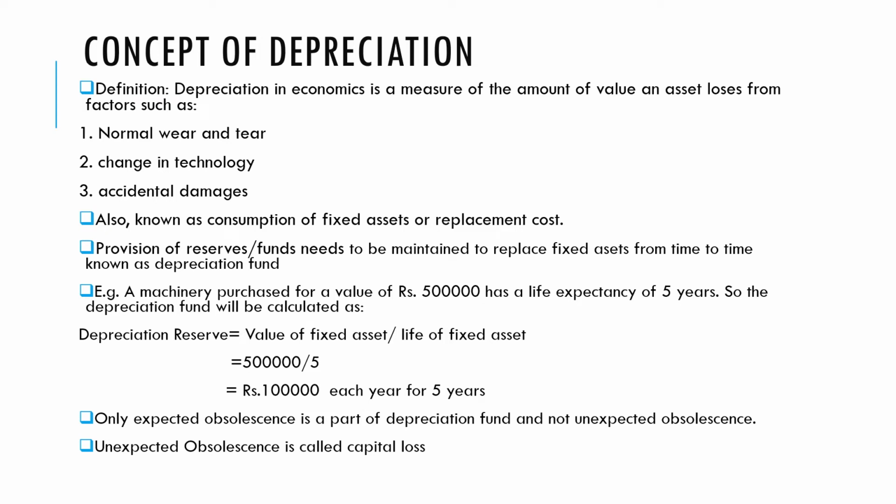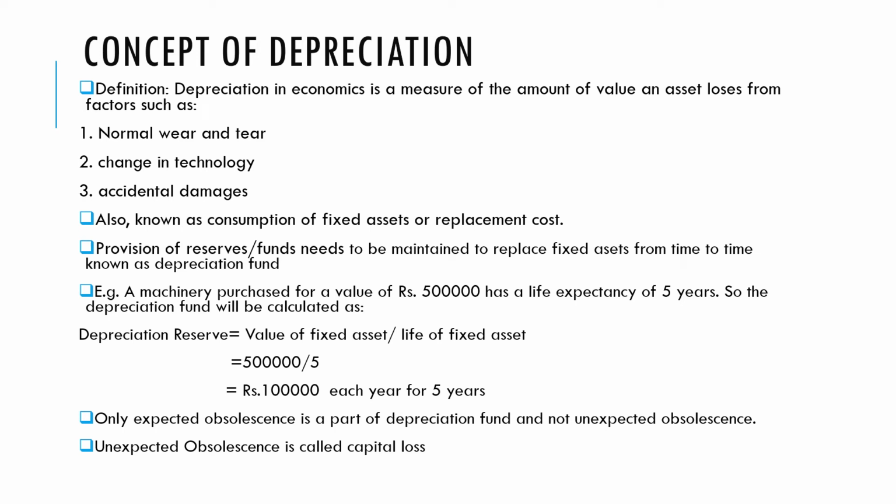Now, the company would take out depreciation reserve equal to the value of the fixed asset divided by the life of the fixed asset. In this case, 5 lakh divided by 5 years, so 1 lakh each year. So every year the company is going to take out 1 lakh and keep it in their depreciation reserve for 5 years, so that at the end of 5 years it has 5 lakh and it will use it to purchase a new machinery to keep the production process on.